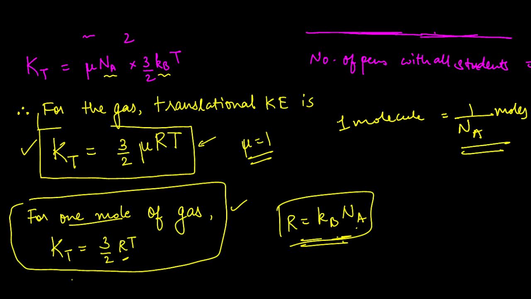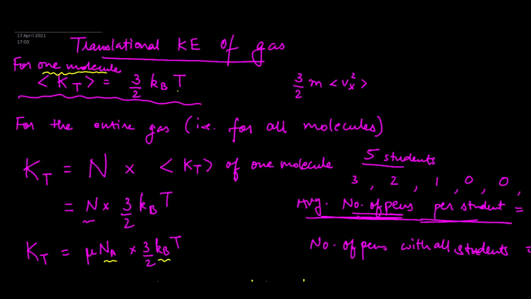Right? One molecule is actually 1 upon Na number of moles. So put that in there and it works out. I recommend that you remember this definitely. And suppose you can't remember this, then remember this line. Okay, the first one. Alright, that's done.